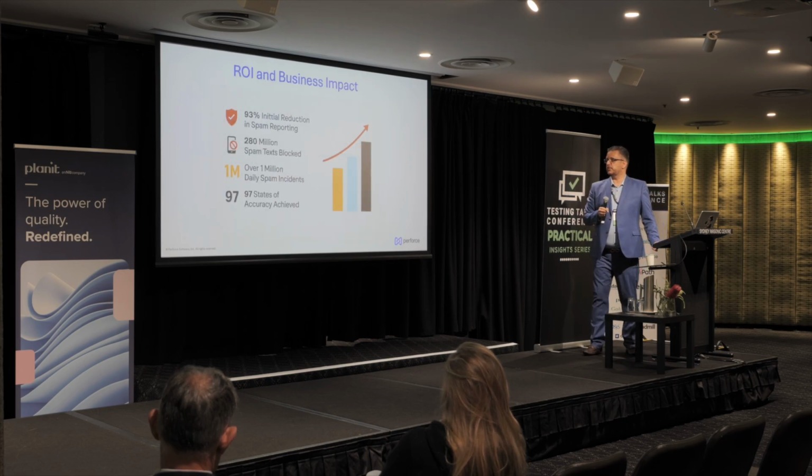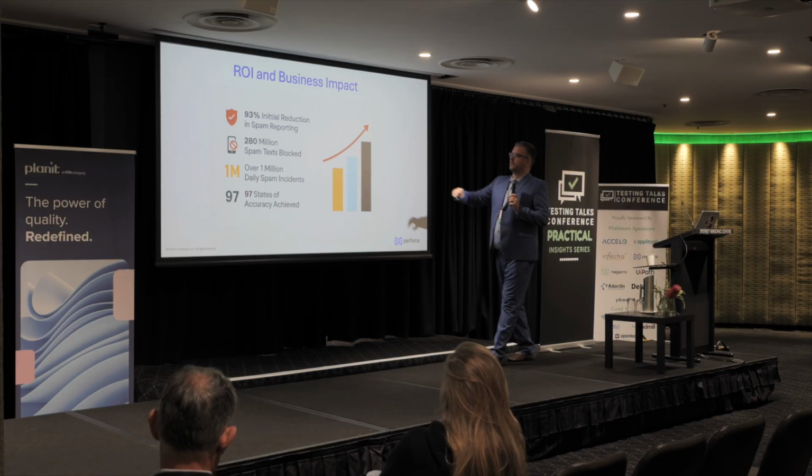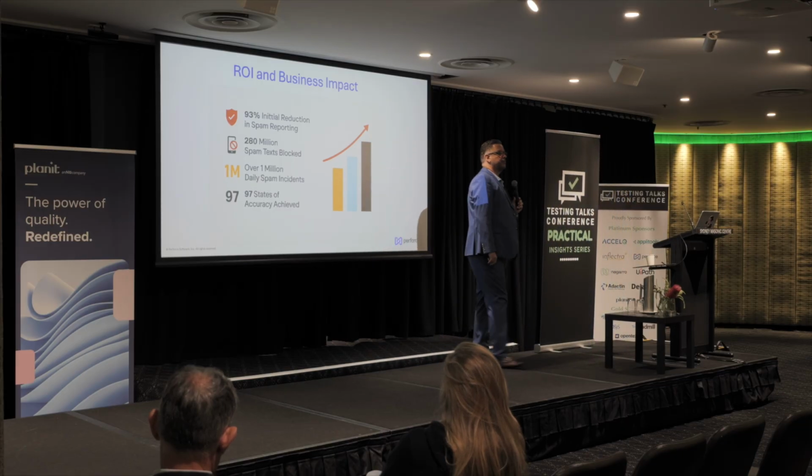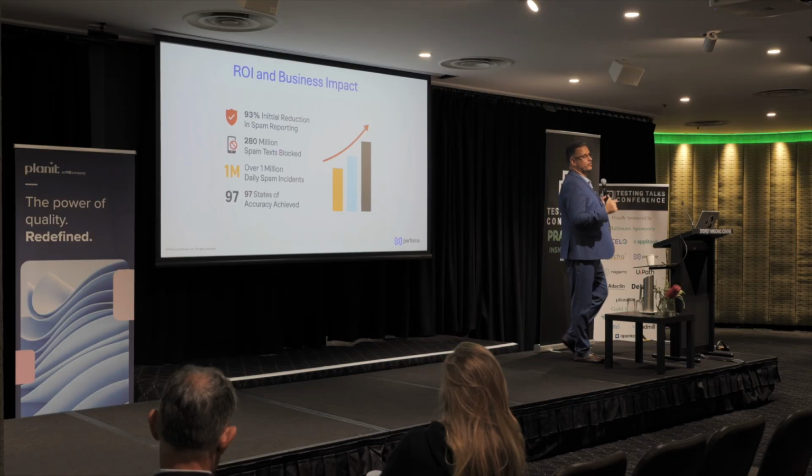So the first thing which is important is that in the first 4 months, there was a 93% reduction in customer complaints on spam initiated or received after the application was enabled. So this is 93% down in reports of spam. We successfully blocked 280 million spam and fraudulent messages in the UK in the first 4 months of work. And then we stopped over 1 million incidents per day in given locations in the UK.